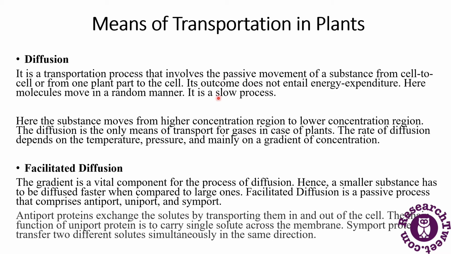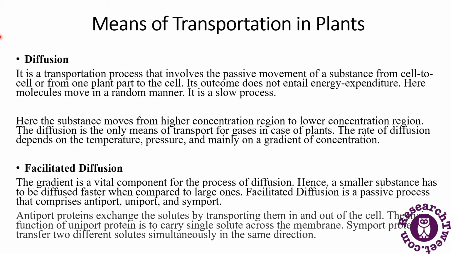Its outcome does not entail energy expenditure. Here the molecules move in a random manner, so it is a slow process. The diffusion process is generally slow because the substances move from the higher concentration to the lower concentration, and it is the only means via which gases can be transported in plants. The rate of diffusion depends upon the temperature, the pressure, and the concentration gradient. So this was about diffusion.